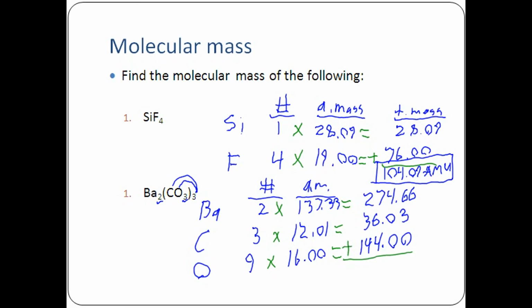Now, as we did before, all we have to do is add up those 3, and that will tell us the molecular mass of this compound. So 274.66 plus 36.03 plus 144 gives us 454.69 AMU, or atomic mass units. And that right there is our final answer on how to find molecular mass.